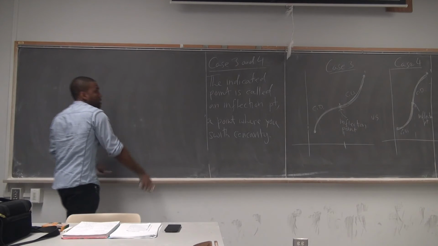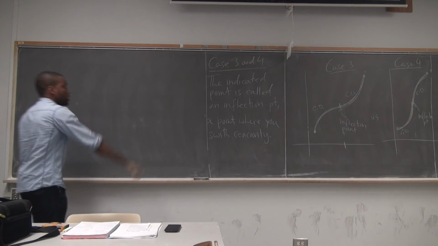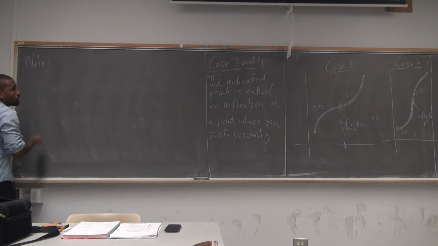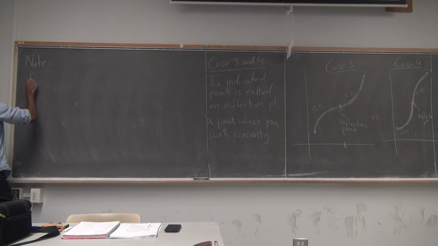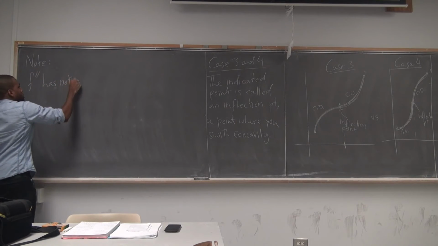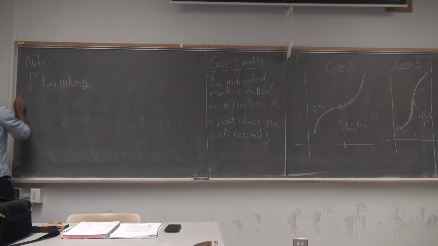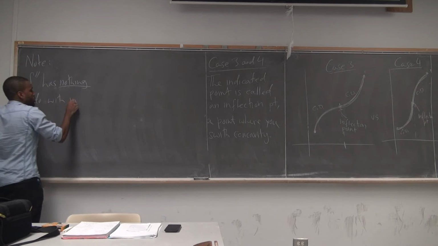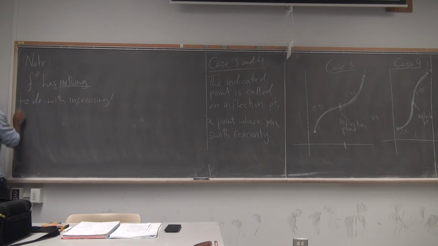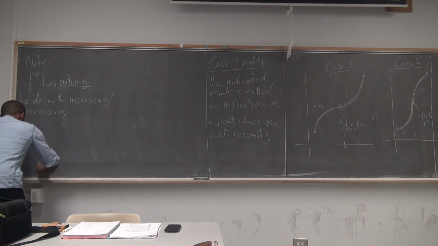So this is called concavity. Note, f double prime has nothing to do with increasing or decreasing. It's not a part of the analysis. For example, I can have a function like this.